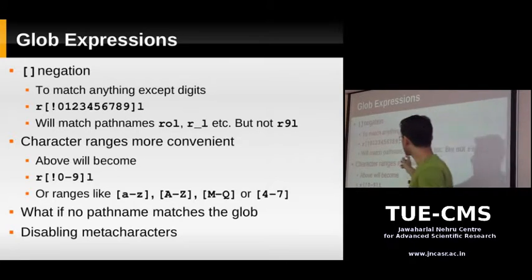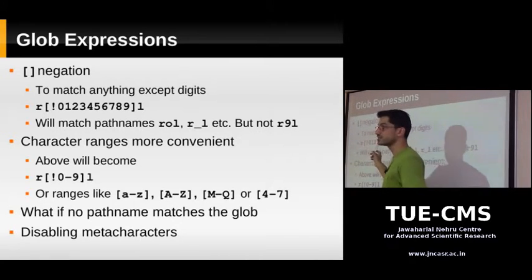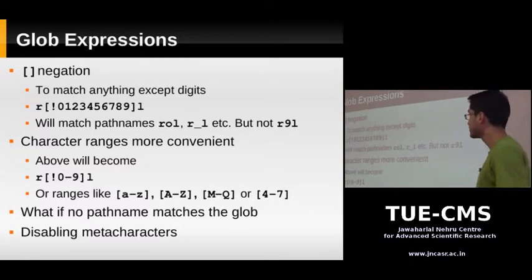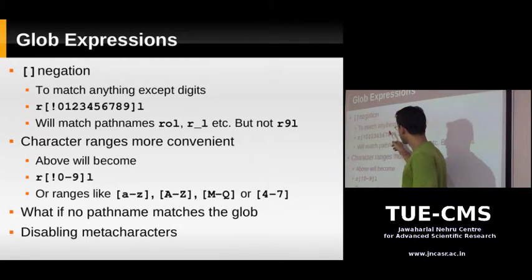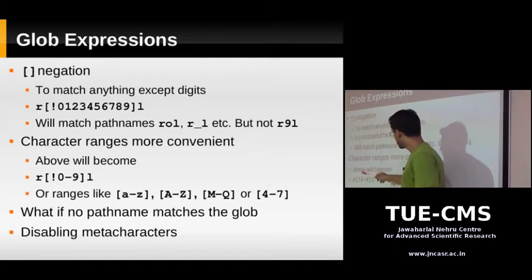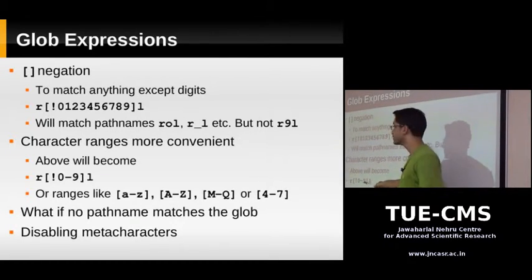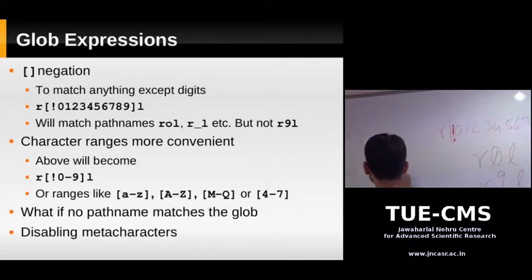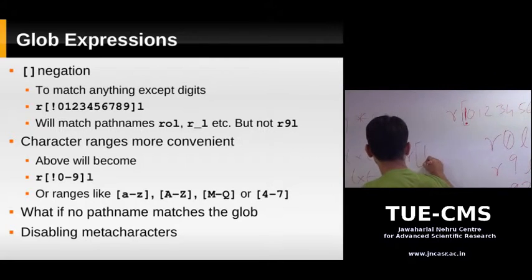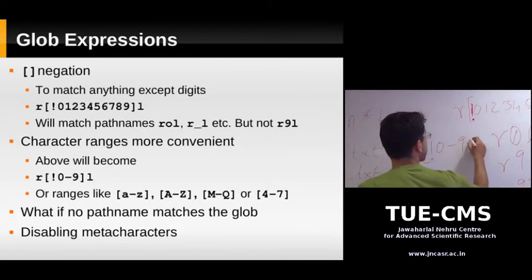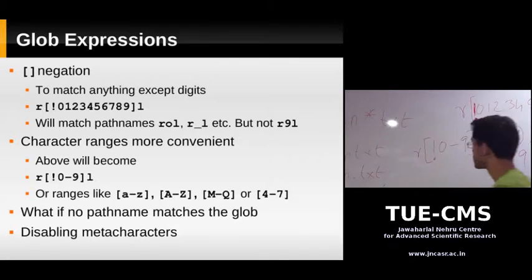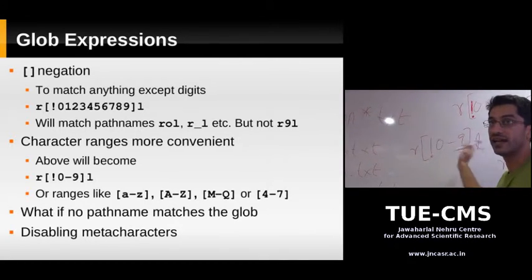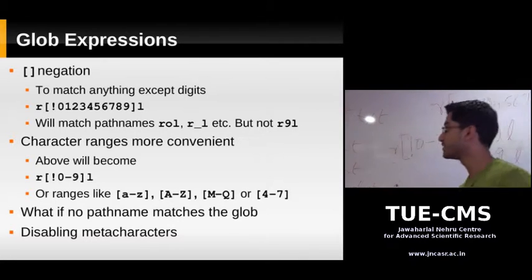Now it's kind of inconvenient to write long digits like this. So the glob syntax allows you to specify ranges. This expression and this expression do the exact same thing. So instead of specifying all the numbers from 0 to 9, you can just specify 0 to 9 and L. So this is a range. You specify a starting and an ending, and it fills in the characters between them.